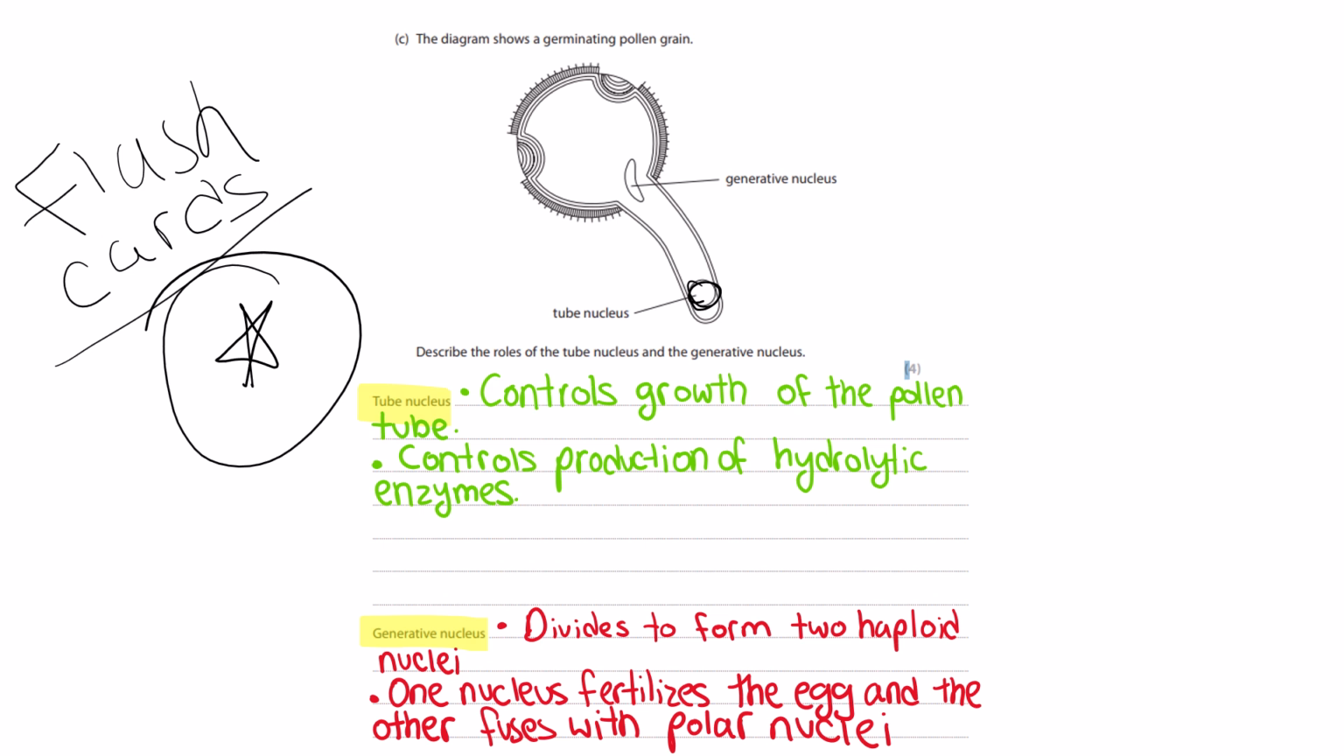to grow. Now, the generative nucleus divides to form 2 haploid nuclei. Now remember, one nucleus is going to fertilize the egg, and the other one is going to fuse with the polar nuclei and create the endosperm.